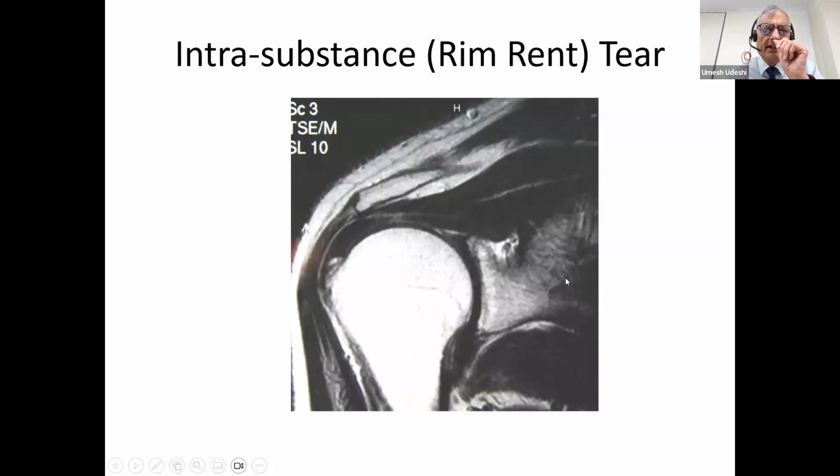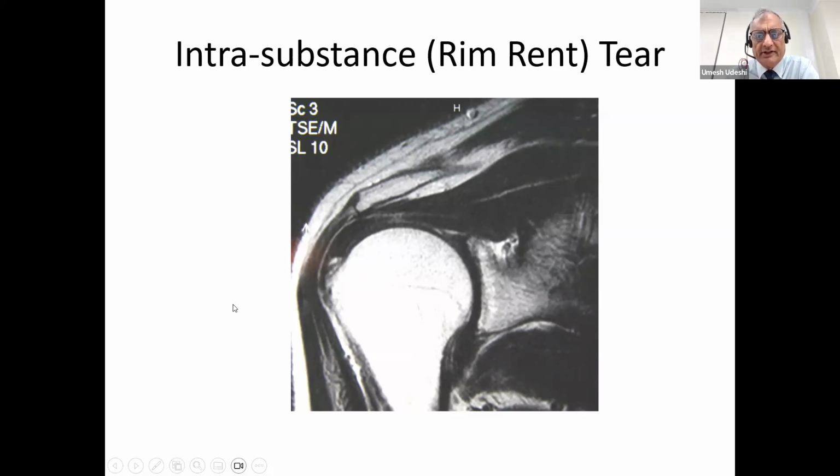Okay, I mentioned a rim rent tear previously. So rim rent tear is this little bright spot here. It's actually within the substance of the tendon at its humeral insertion. So that's called a rim rent tear. Now, the symptoms from this will be exactly the same as any other rotator cuff tendon tear.